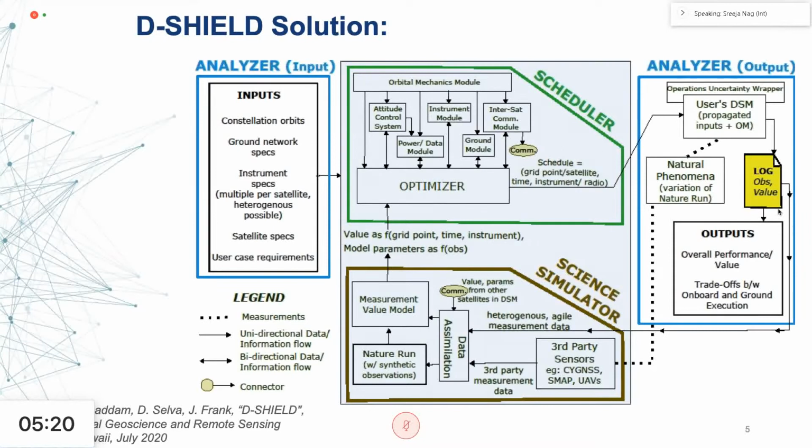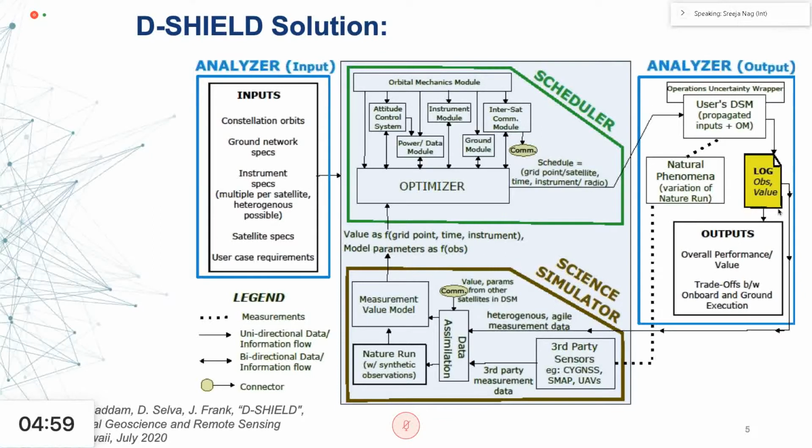the optimizer, which takes into account constraints from orbital mechanics, active control systems, power, data, instruments, ground module, and intersatellite comm. And it throws out the optimal schedule, that is, what ground point should a satellite be pointing to at a given instant of time, and what instrument should it be using during that time.